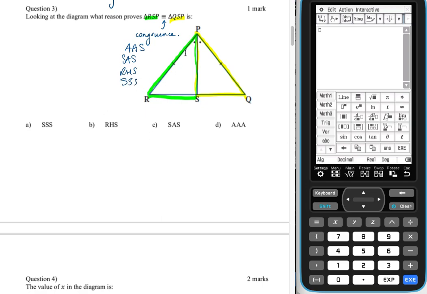Well, we can see here we've got PR is equal to PQ, so we've got a side. Okay, what else do we have? We've got a common side, PS is common. And we also have the same angles here, represented by that dot. So angle RPS is equal to angle QPS. Angle, therefore, side, angle, side. So the option we choose is C.